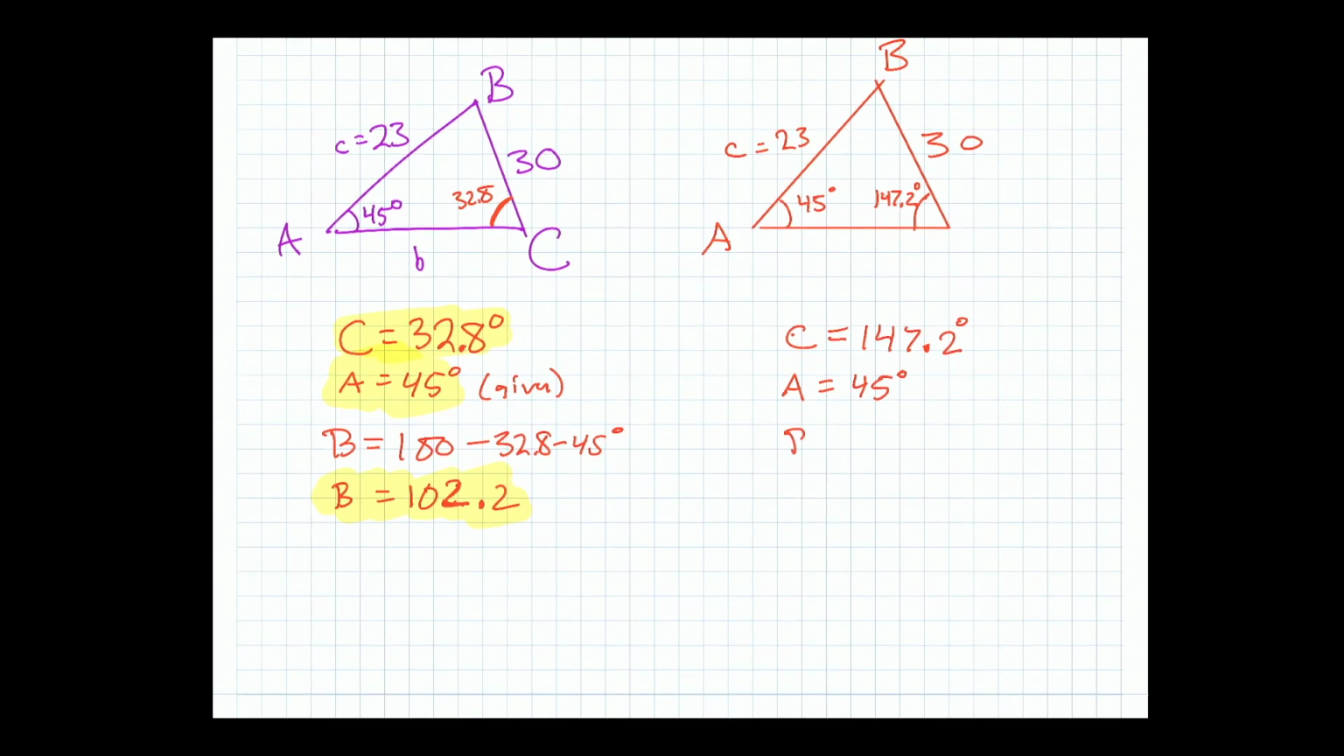And so the B would be 180, right? Because they have to add up to 180. 180 minus 45 minus 147.2. So the B would have to be 180 minus 45 minus 147.2, negative 12. Well, how could that happen? How could you have 147.2 for one angle, 45 for another angle, and one of the angles is negative 12 degrees? That can't happen, right? That can't happen. You can't have a negative angle.